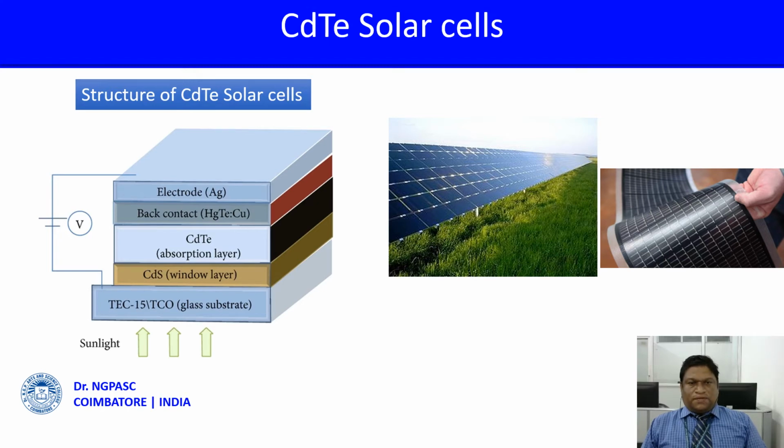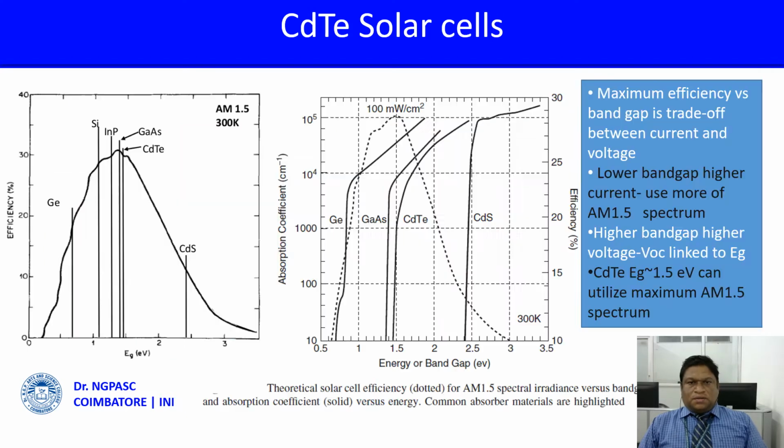There are different structures. Not only this back contact, there are some other back contacts also used. And finally, the electrode, which is a silver based electrode, though some other electrodes are also used. Here you can see the panels as well as the flexible type material. It's a polymer based substrate. This is a flexible substrate that is used.